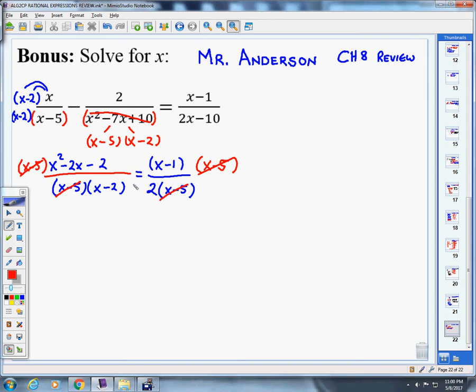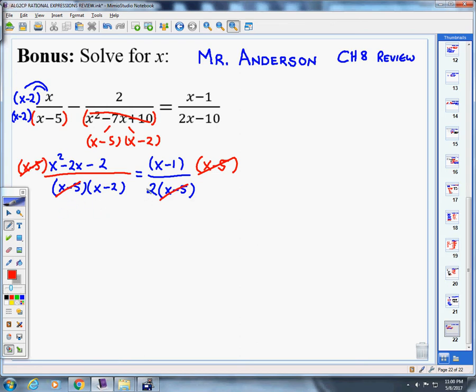So this looks a lot better, because now I'm ready to cross multiply. I'll cross multiply these, I'll fold these together, and then set it equal to cross multiplying this right here. So I'm just going to end up with a quadratic multiplying these two binomials, and I'll end up with a quadratic multiplying these two binomials. Move everything to one side, combining like terms. I'll have one quadratic, and we'll see if we can factor that quadratic.